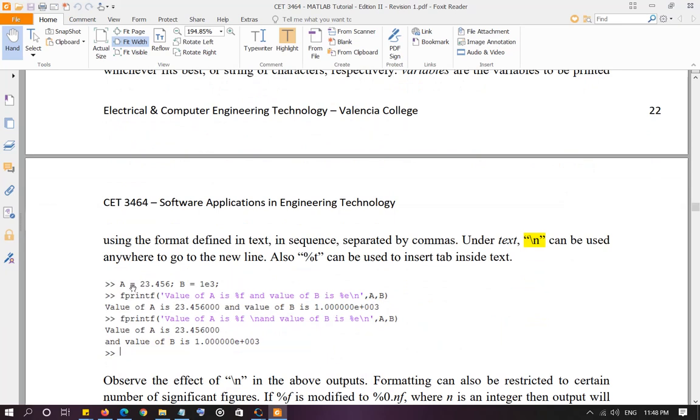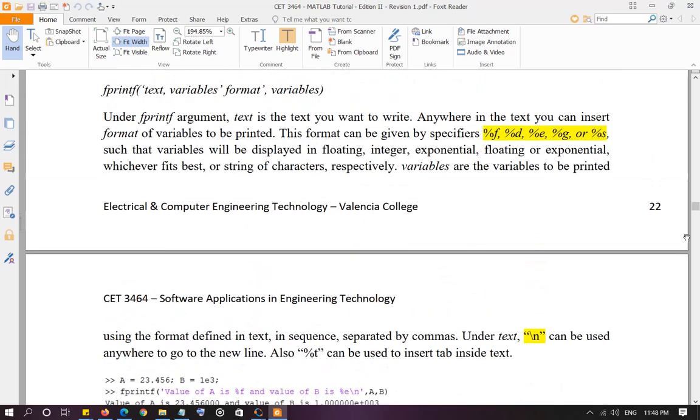So look at this. We have value of a 23.456, b is 1 exponent 3 or 1000, and this is how you have to write fprintf: value in the apostrophe. Value of a is %f. This %f is called a specifier, and these are specifiers that you can use in MATLAB. %f for floating point numbers, decimal numbers, %d for integers, %e for exponential numbers, %g, whichever is better, either exponential form or floating point form, it is going to choose one, and %s is for strings.